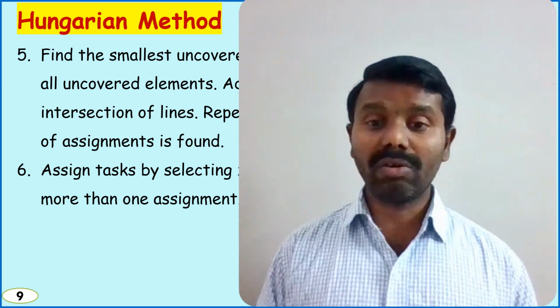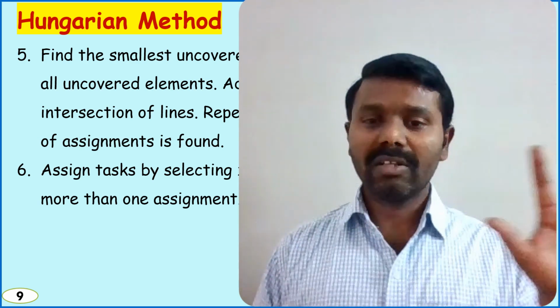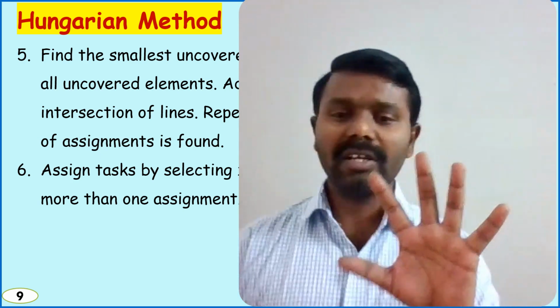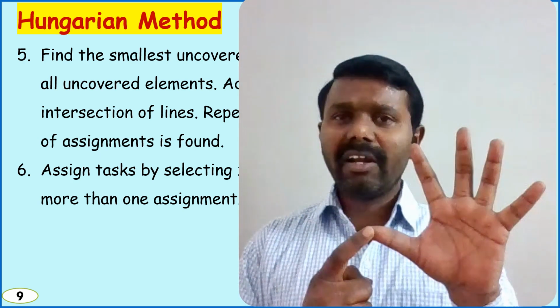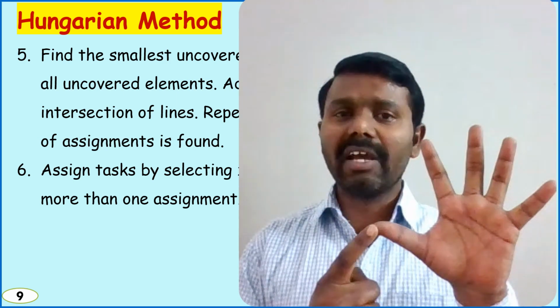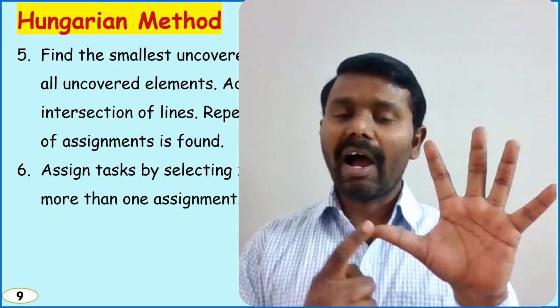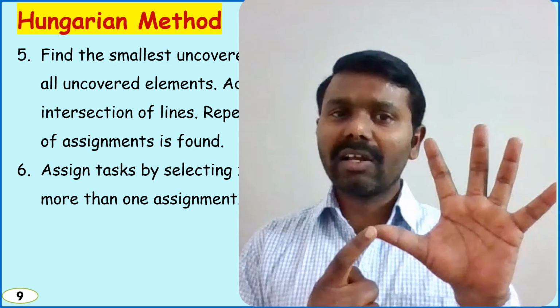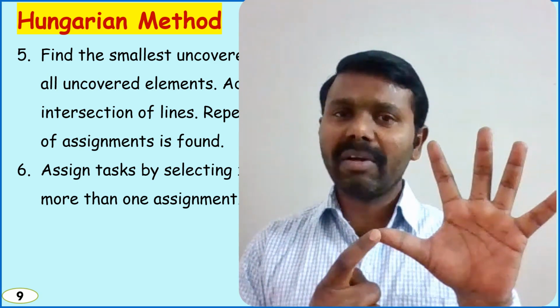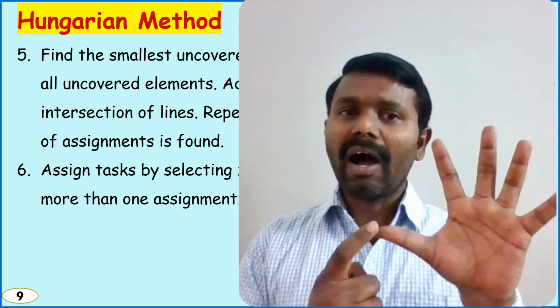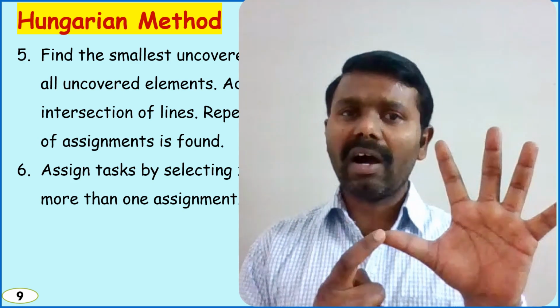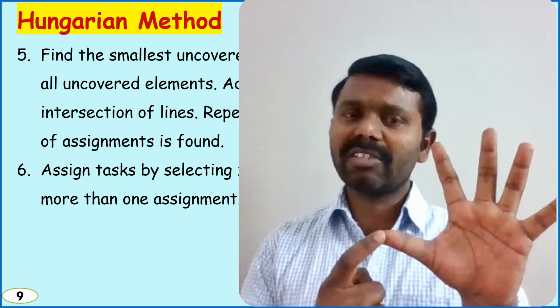So here we need to remember 5 points. The first point: you need to identify the smallest element in the row and subtract that minimum value from all the elements of that row. In that way, in all the rows, the smallest value will be subtracted.